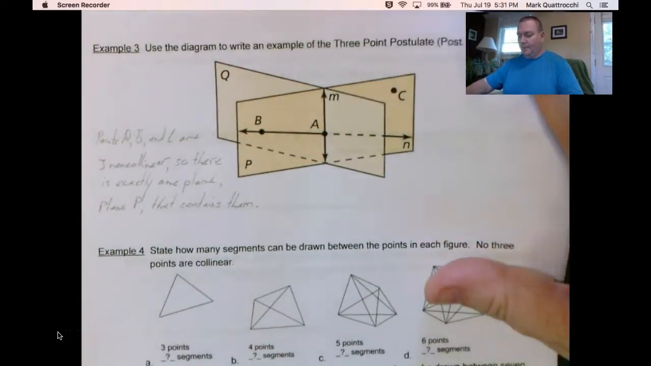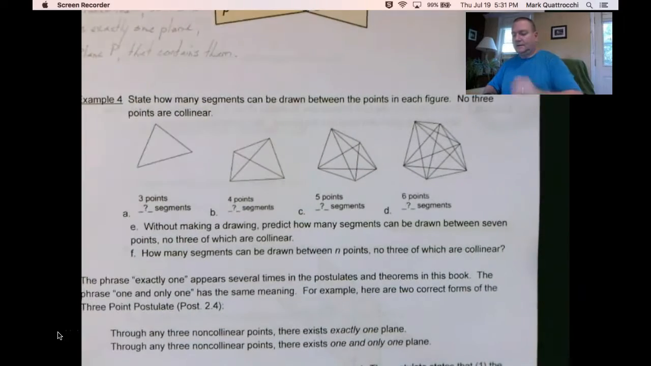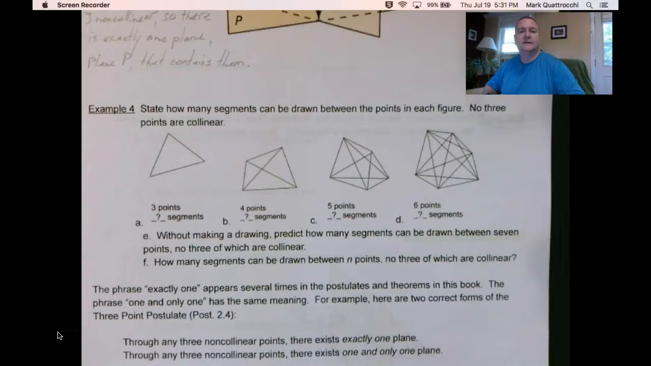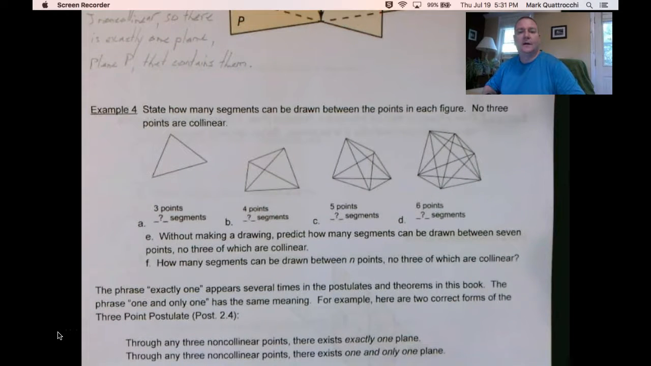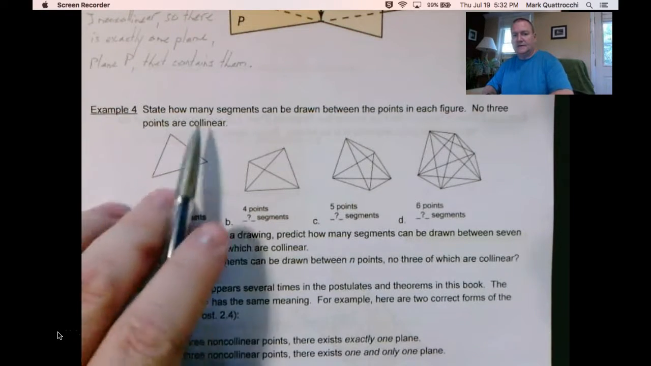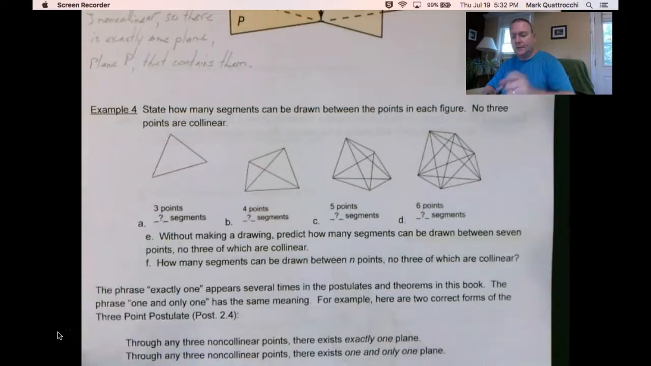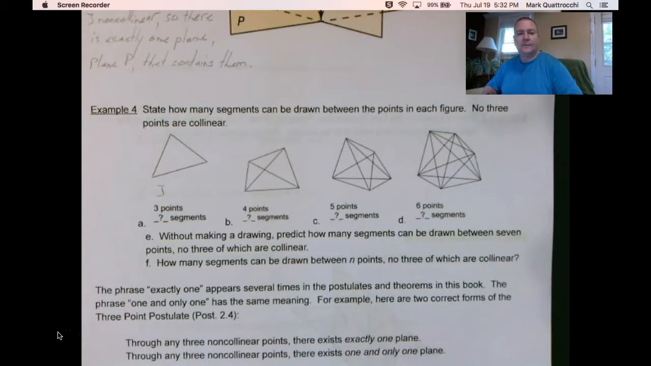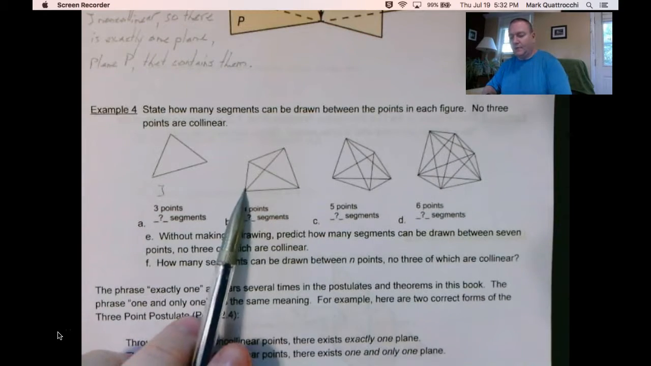Okay, example 4. State how many segments can be drawn between the points in each figure. No 3 points are collinear. So if we have 3 points, how many segments can connect them? 3 segments. Part B, if we have 4 points, how many segments can we connect them?